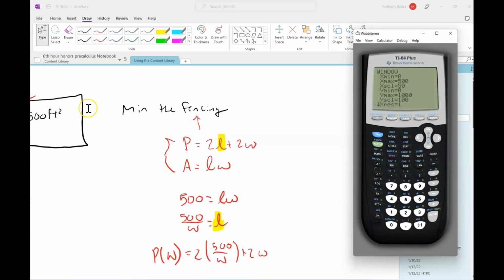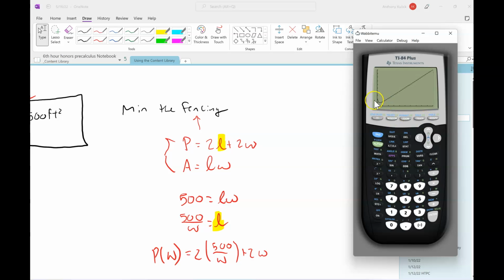And then the perimeter for a 500 foot side, it means the other side is length 1. So it'd be like 1,002 for the perimeter. So I'll make the y max just 1,000, since I know that that's a garbage answer anyways. And then let's just hit graph and take a look at what we get here.